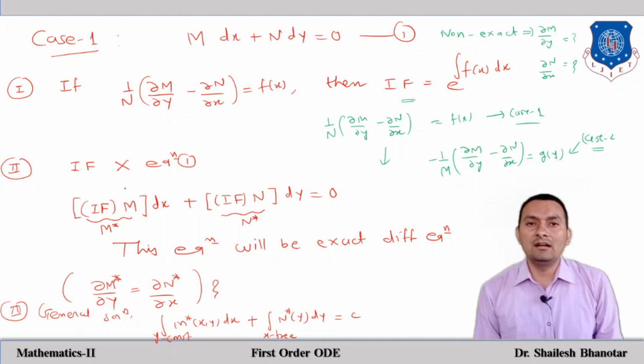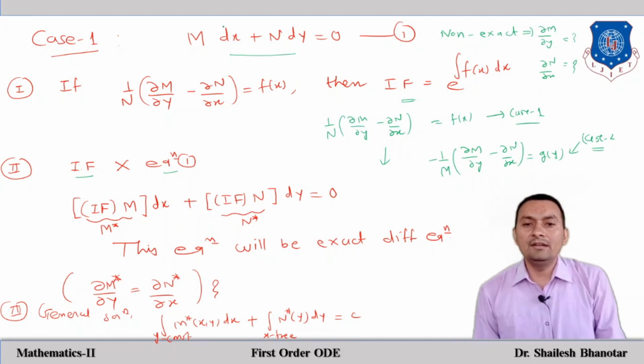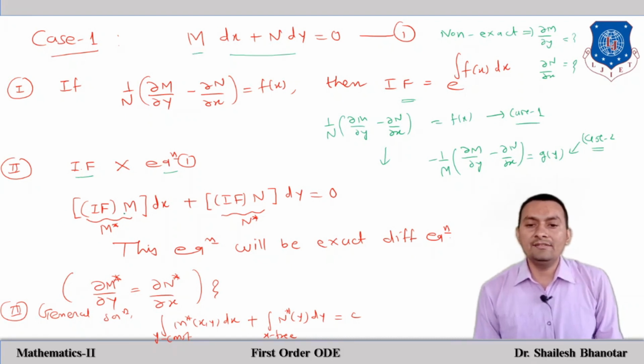So what after this step? We multiply the integrating factor with the given equation number 1. So we can write integrating factor multiplied by M dx plus integrating factor multiplied by N dy equals 0. If I call this M star and this N star, then that differential equation will be exact, but we have to verify that del M star by del y is equal to del N star by del x.